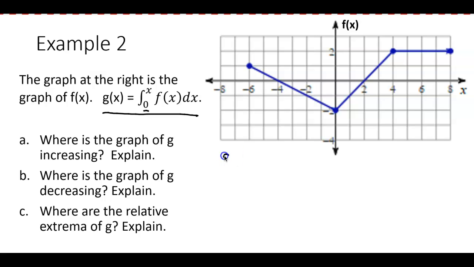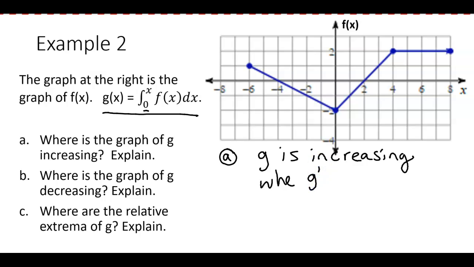Follow along with me and write this down with me. G is increasing when g prime is what? Positive. Now I'm going to throw something in here really quick that you might not have thought to do. G is increasing when g prime, which equals f, don't you guys agree? If this is g, then doesn't g prime equal f? Second fundamental theorem of calculus?